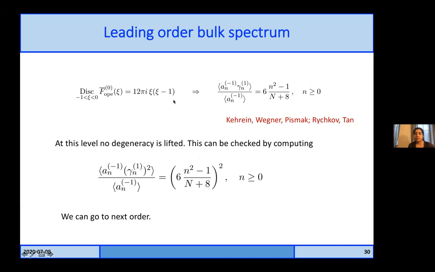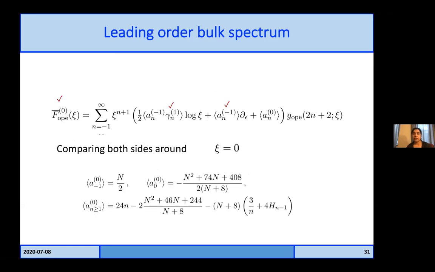So now we compare both sides after this discontinuity, and we end up getting this expression for the dimension. Now these anomalous dimensions were computed in these papers. So let's do some consistency check. What we get here is some average value. And from the correlator that we have, we can actually compute the square of this anomalous dimension. It turns out that the square of the anomalous dimension is exactly the square of what we get over here. And this implies that at this level there is no mixing, so the degeneracy is not lifted. And we can go to the next order without solving the mixing problem.